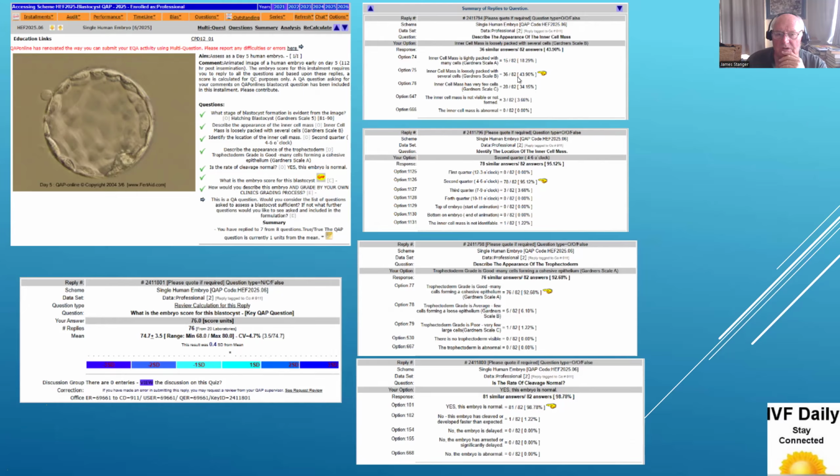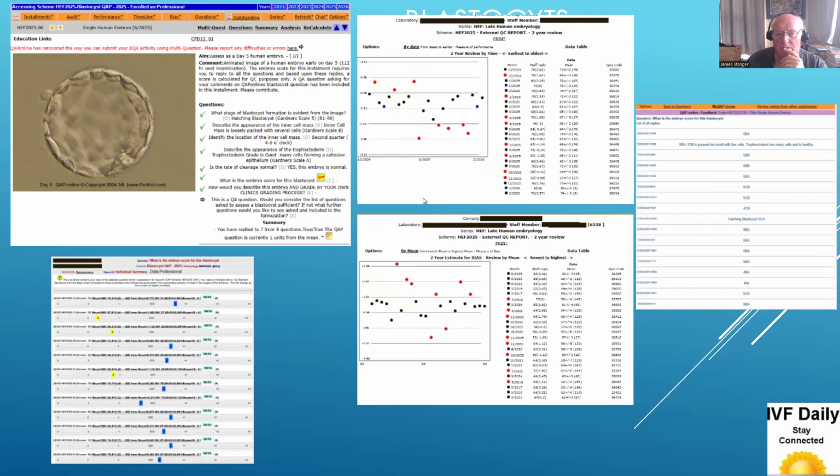So I agree the inner cell mass is loosely packed. I agree the inner cell mass is on the second quarter. I agreed that the trophectoderm is good, and I said the embryo is normal in terms of rate it's developing. But what I can also do for any scheme, it's a universal process, I can go back and look at my score, my bias score, relative to time from 2 years now, the last 24, I think it is.